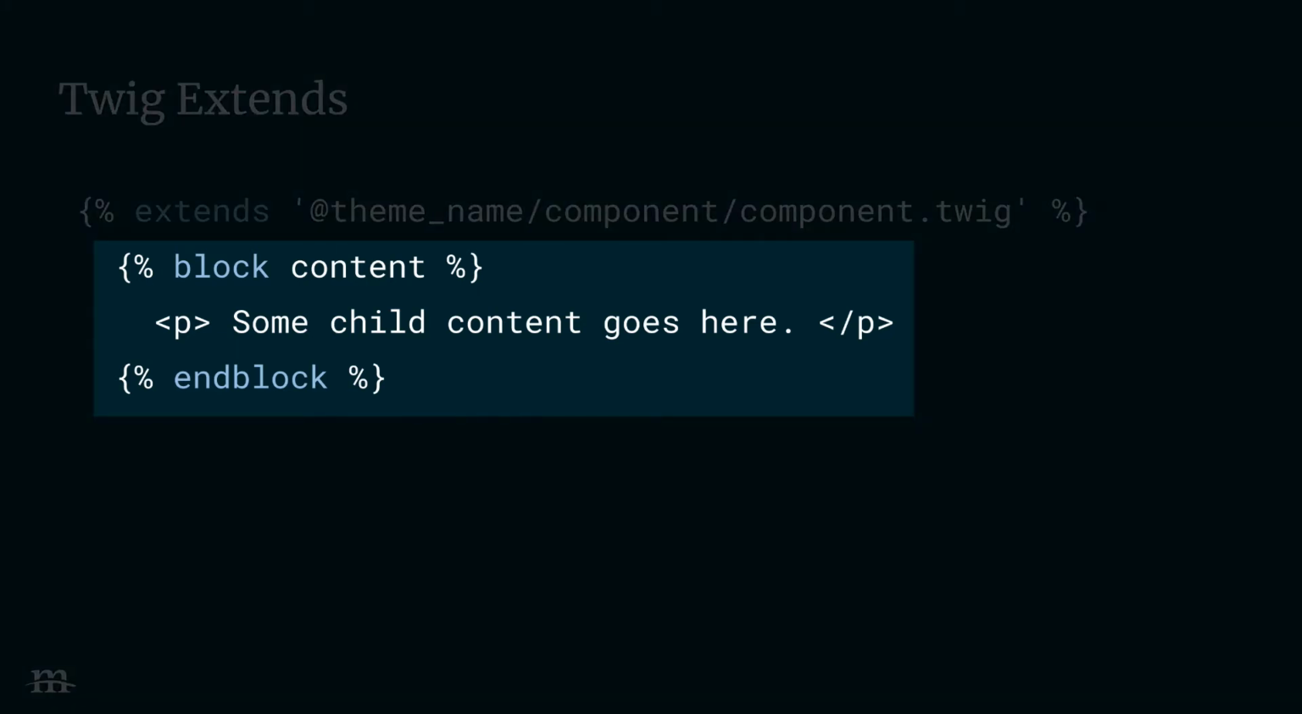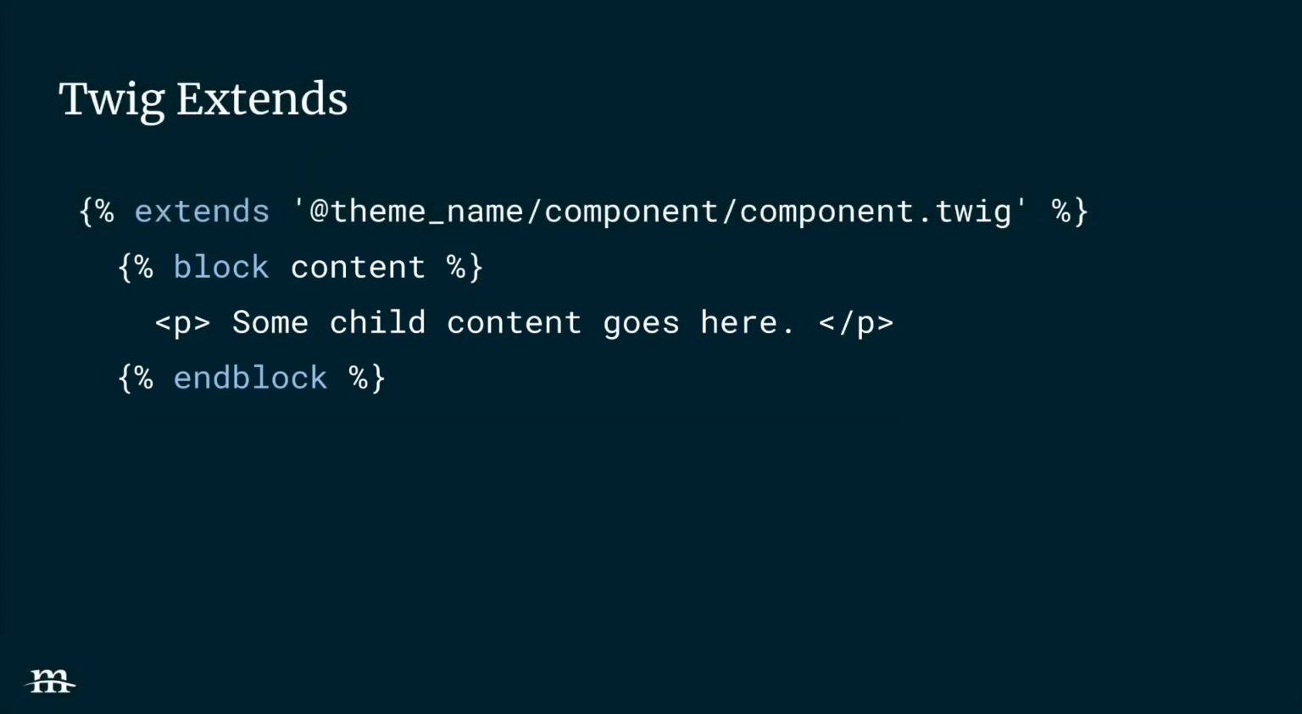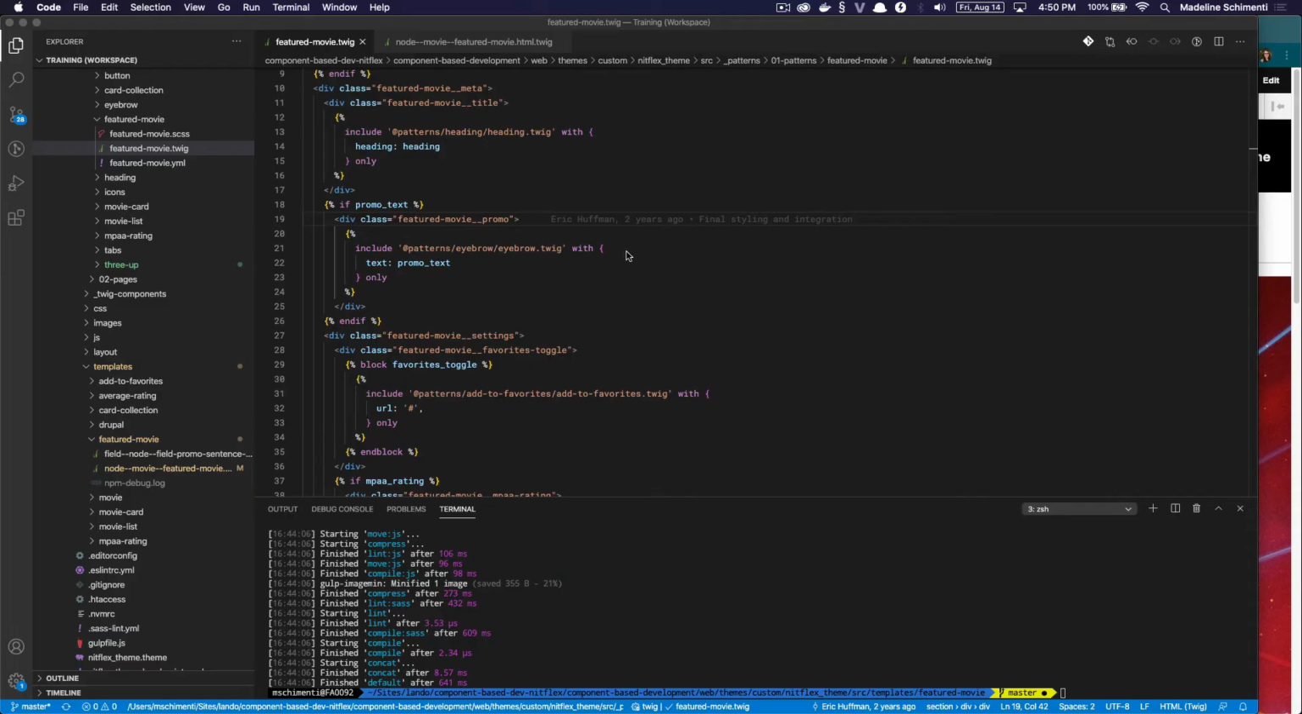The block in the original component is really more of a placeholder, and if you don't override it, you'll still inherit it from the original component. So let's look at this in the code. Here, we have a block around our favorites toggle component. And you may be thinking, why would we want to add Twig blocks here, but not everywhere?